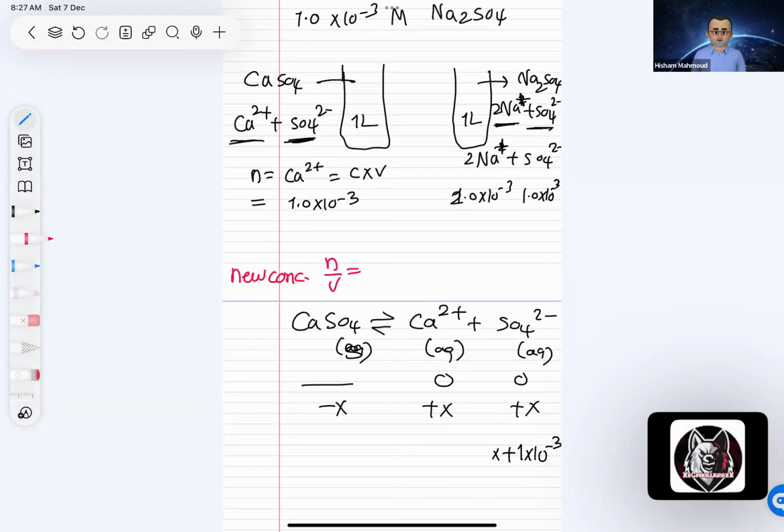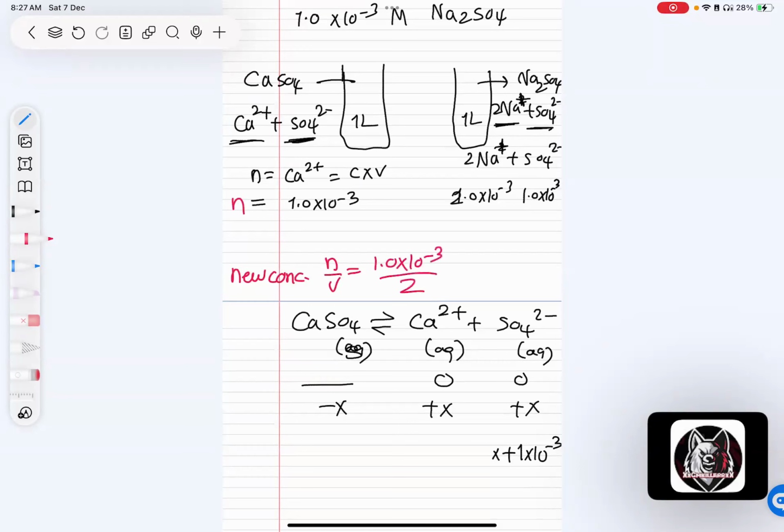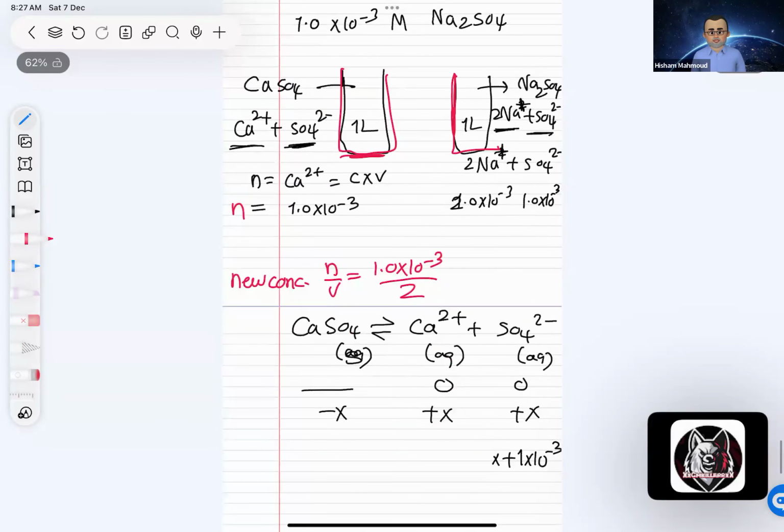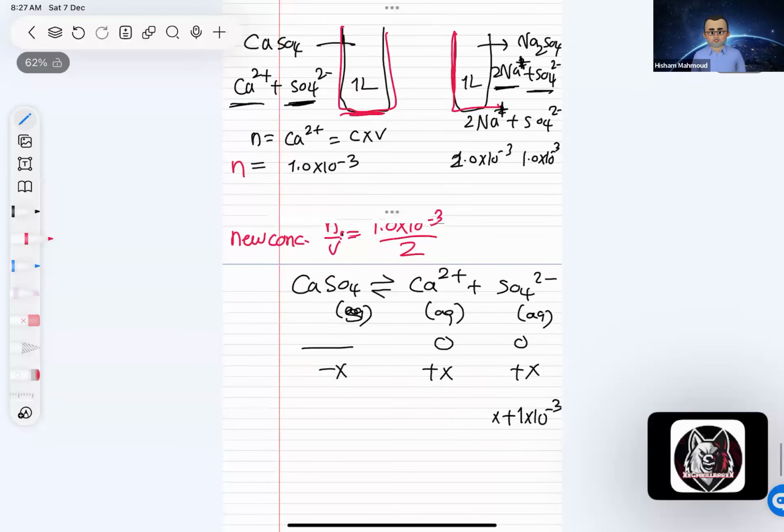N over V. This is the number of moles. Divided by 2, because the volume is doubled, so the concentration will be divided by 2. Because I assumed the original solution was 1 liter, and the new solution you said has an equal volume to it, so it will be 2 liters. So this means that the new concentration is divided by 2. So this means that you will end with a concentration of 5 multiplied by 10 to the power of negative 4.